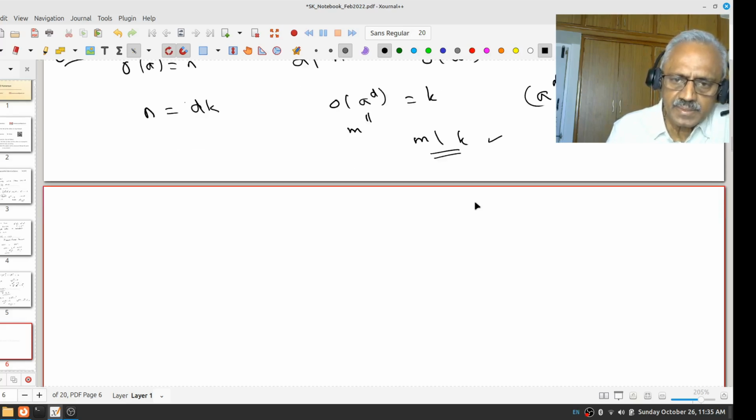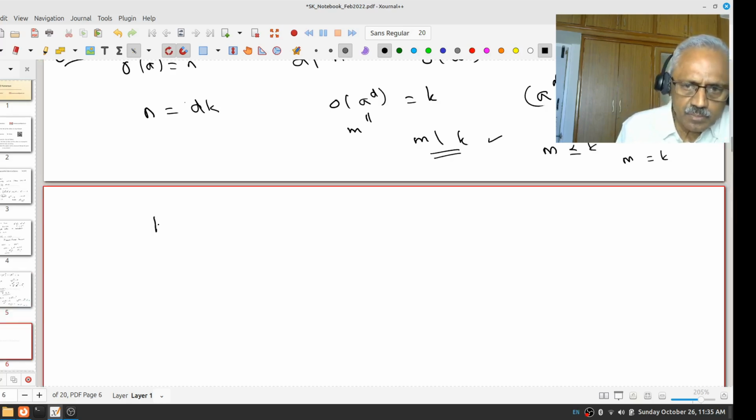Is that clear? Notice that I am saying m should divide k, therefore m is less than or equal to k, but I claim m must be k. Because why? Suppose my m is less than k, then what does it mean? a^d to the power m is identity.